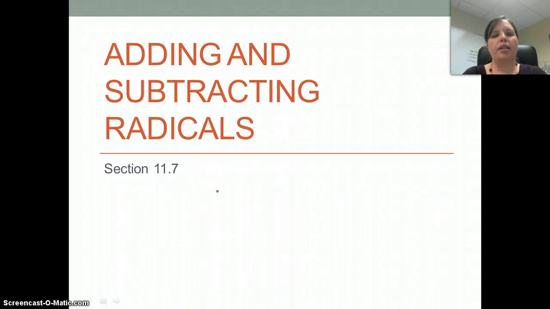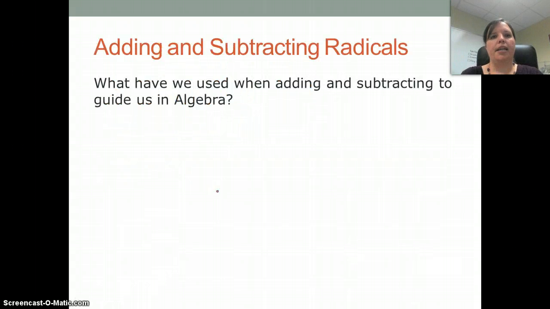Right, so going along the lines of simplifying radicals, we're going to talk about some operations the next couple of days dealing with the same radicals. And again, we're still going to focus on square roots, although the same things can be taken and applied to other types of roots as well. So adding and subtracting radicals is what we're focusing on today.